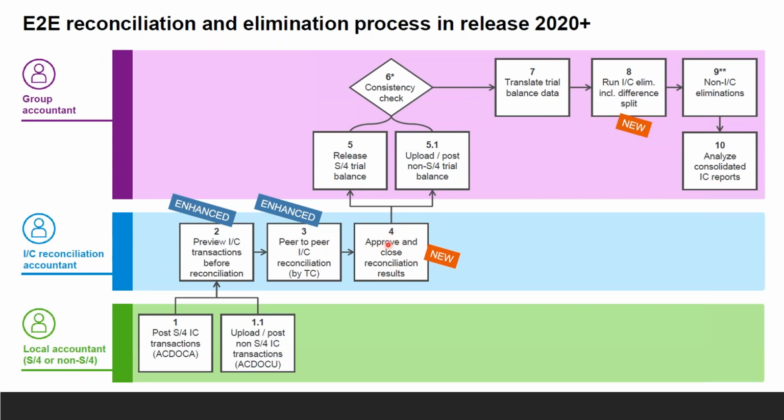Then once the local accountant has closed, the group accountant will come into the picture. Then he will execute this. So these are the two new functionalities which came up from 2020 onward. Earlier, these two steps were not there.